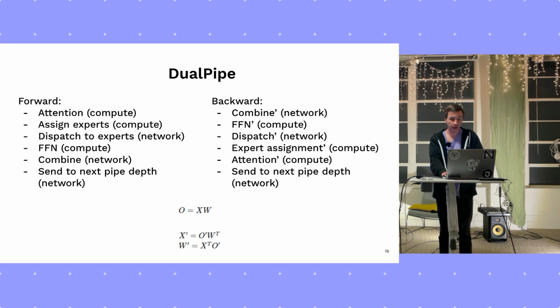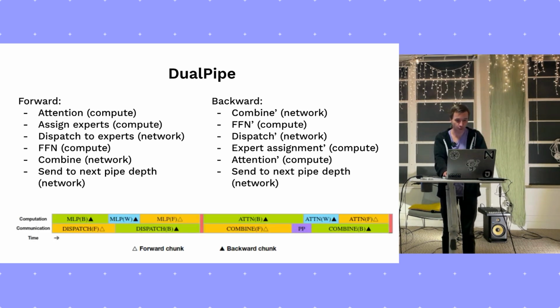Now, the key here is that the X prime you need to send back, right? So before you can send to the previous pipe depth, you have to compute it, right? They have to be serialized. But W prime is not blocking anything. This is your final computation. It's a leaf of your graph of computation. So you can compute W prime whenever you have free cycles, when you're doing some communication.